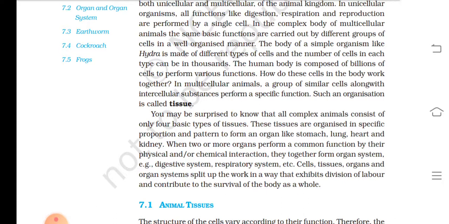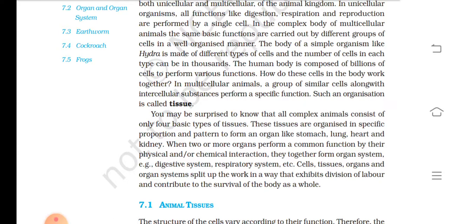In multicellular animals, a group of similar cells along with intercellular substance performs a specific function. Such an organization is called tissue. You may be surprised to know that all complex animals consist of only four basic types of tissue. These tissues are organized in specific proportion and pattern to form an organ like stomach, lung, heart, and kidney.